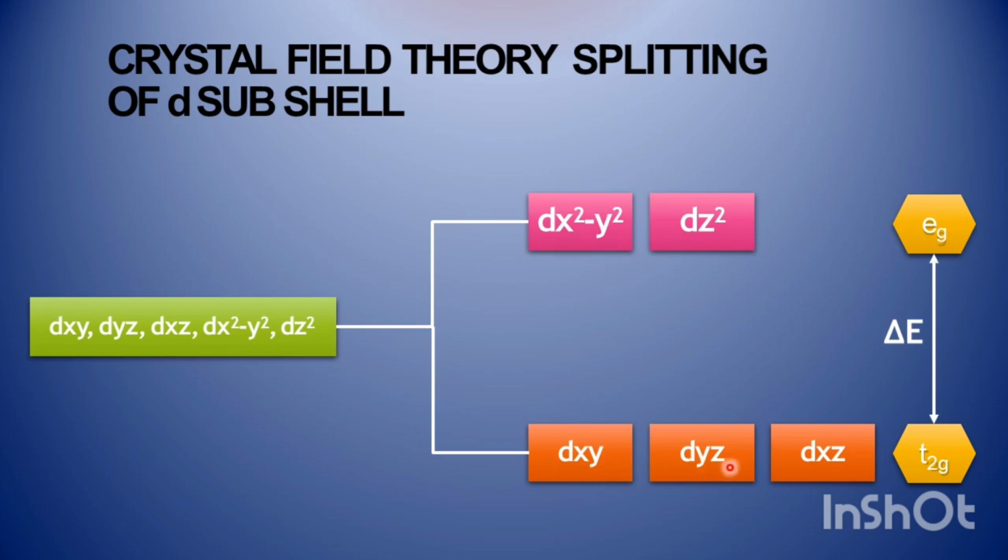dxy, dyz and dxz are at the same energy level and are called triply degenerate d orbitals, or the T2g set. Whereas dx square y square and dz square are a little higher in energy and are called doubly degenerate d orbitals, or the Eg set of d orbitals. The energy difference between the T2g set and the Eg set is very small.